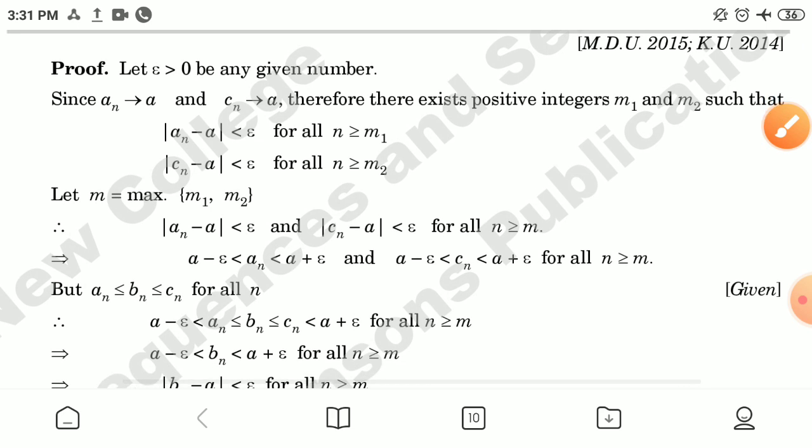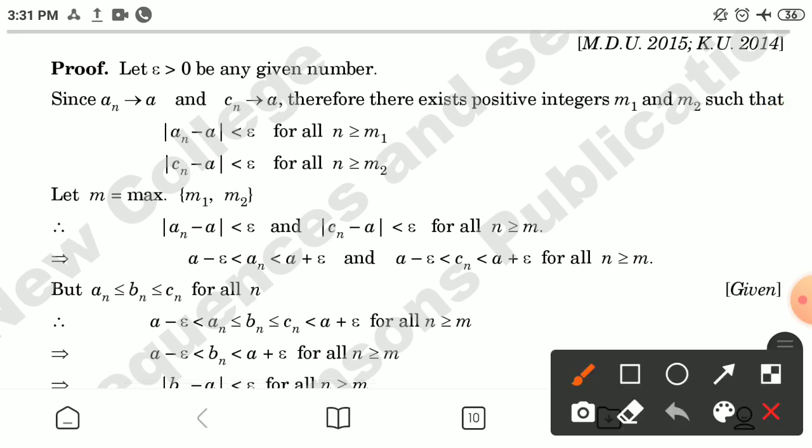Now the proof is: let epsilon greater than 0 be any given number. Since a_n converges to a and c_n converges to a, therefore there exist positive integers m1 and m2 such that, using the definition of convergence, |a_n minus a| is less than epsilon for all n greater than or equal to m1, and |c_n minus a| is less than epsilon for all n greater than or equal to m2.